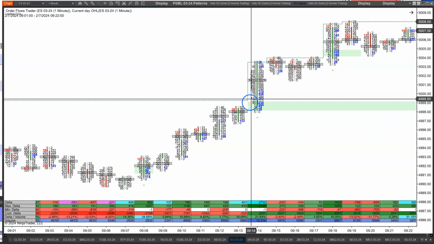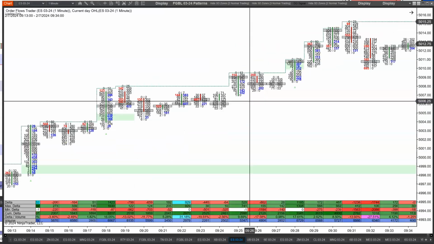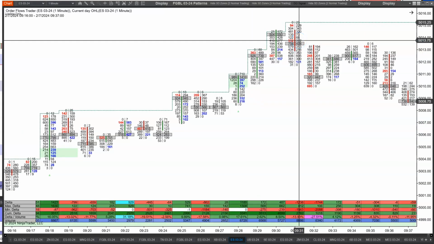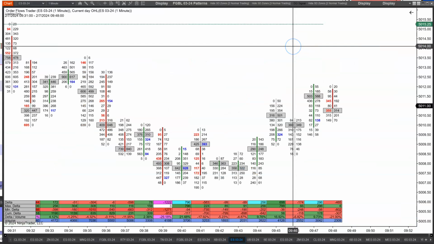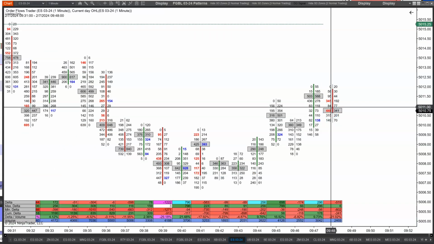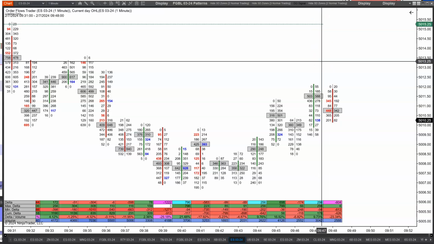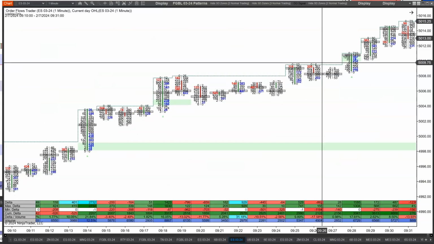So basically, we took out this high at 99 and a half, 99 and a quarter, and we rose another 15 points. Right now we're not that far off. We're trading around 5011 right now. Our high is 15 and a quarter, so we're about 4 points off that high. We'll see what happens later.